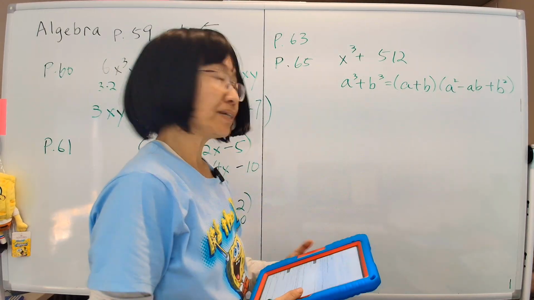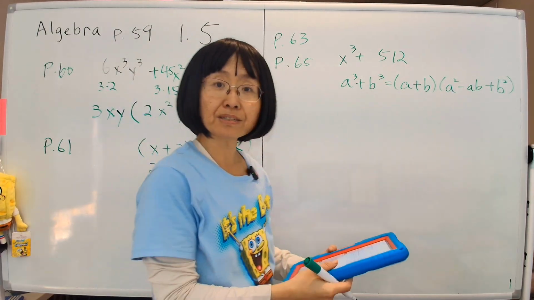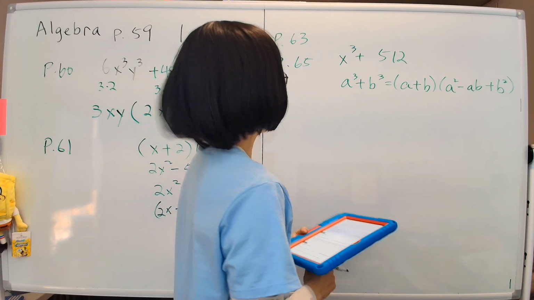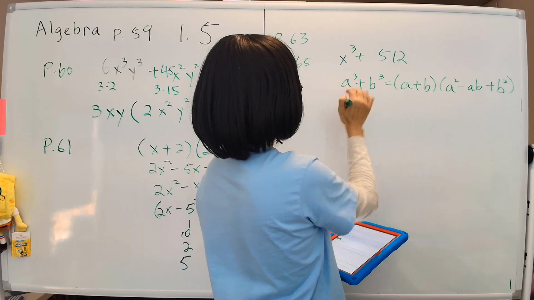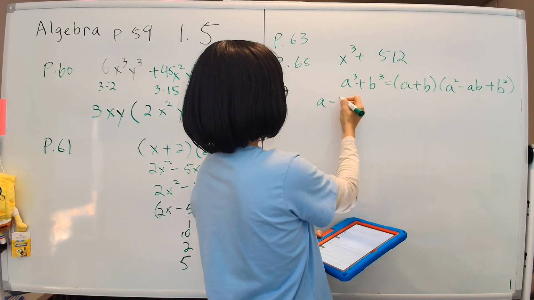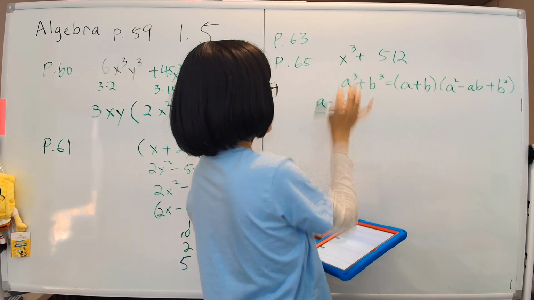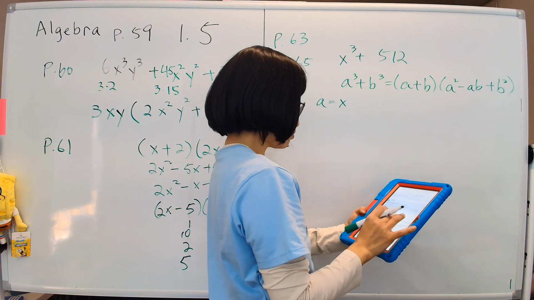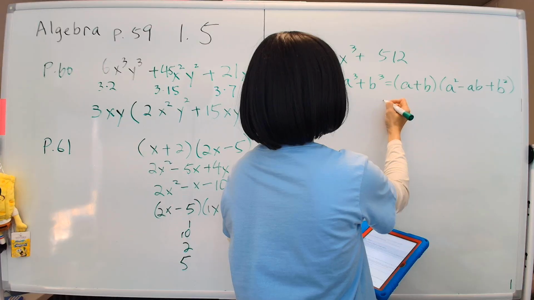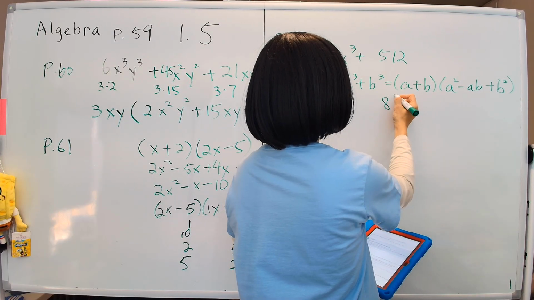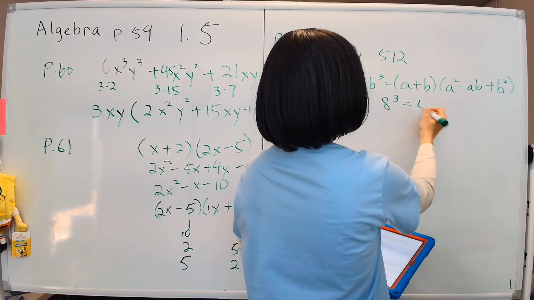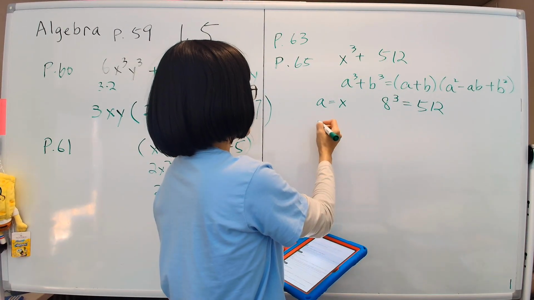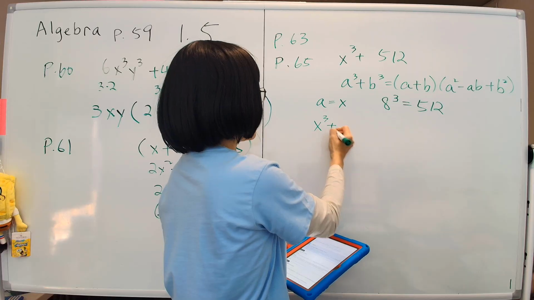Now this is a neat formula that we'll be using, not as much as the difference of squares. That one we use all the time. This one we use sometimes. So then we'll let a equal x because they're both cubed. Now 512, what is the cubic root of 512? That equals 8 to the power 3. So in other words, this expression we're trying to factor is the same as x cubed plus 8 cubed.